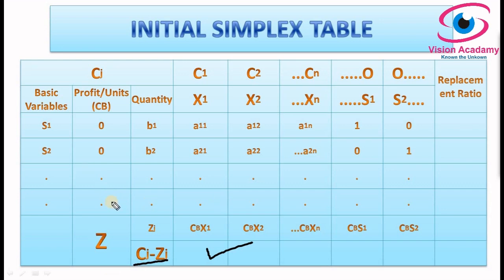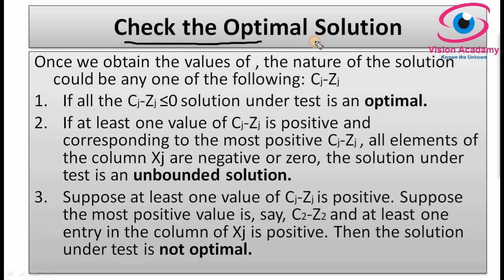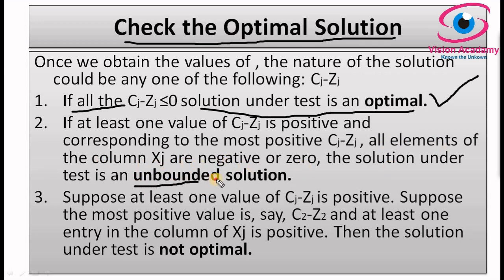Okay, let us look into that. So that we will check the optimality condition. As I told you already, if all the Cj minus Zj values are lesser than or equal to 0, the solution under test is optimal. You can stop the procedure here. If not, if at least one value of Cj minus Zj is positive and corresponding to the most positive Cj minus Zj, all the elements of the column xj are negative or 0, then this solution is unbounded. I will show you what it means.